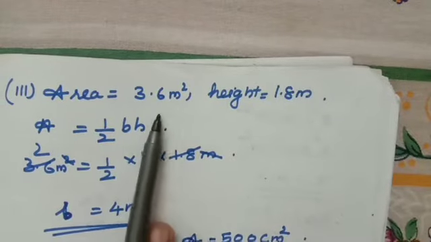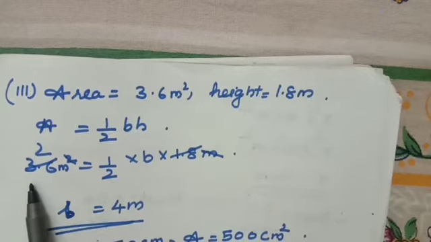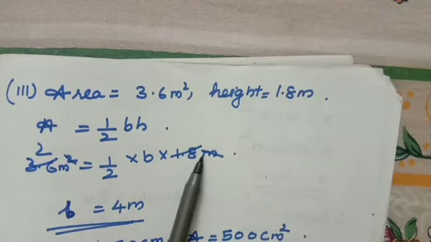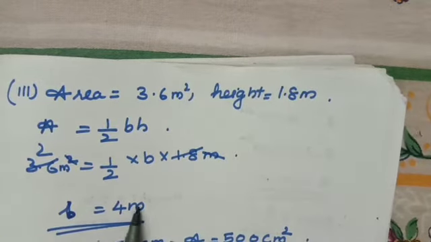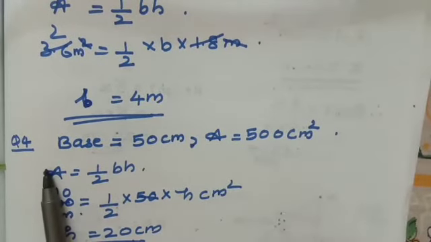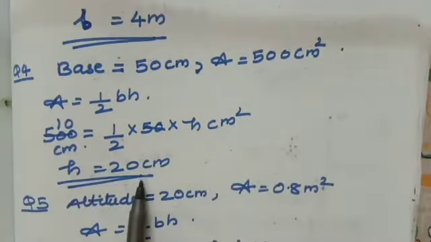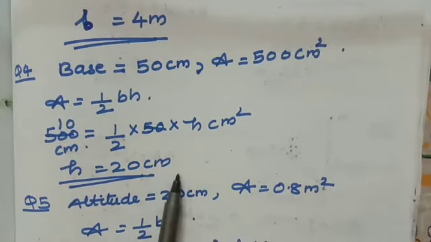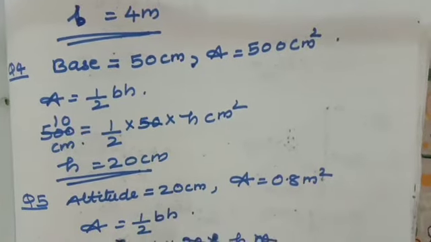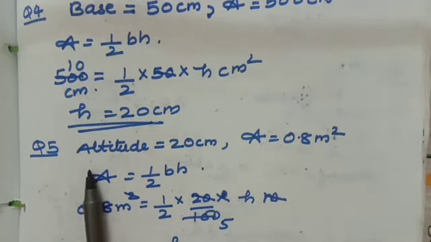Third one, area equal to 3.6 meter, height this much, area equal to half base into height. Check it and cut out, you will get 4 meter. Question number 4, find the height of a triangle whose base and area are given, same type of problem. Put it in the formula, you will get h equal to 20 centimeter. Unit is very important.